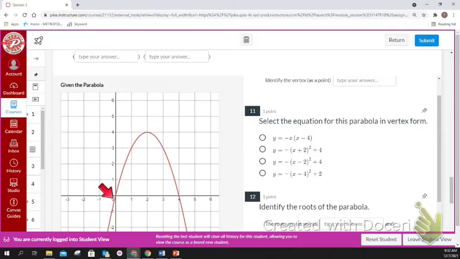The roots is where it crosses the x-axis, and it crosses it at 0 and 4, so that would be your answer to number 12. So roots and x-intercepts, that's where it crosses the x-axis.